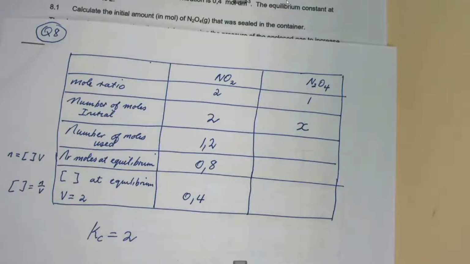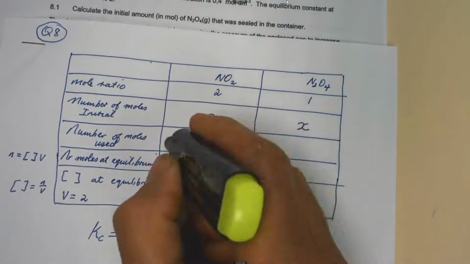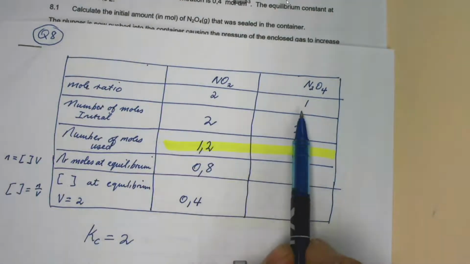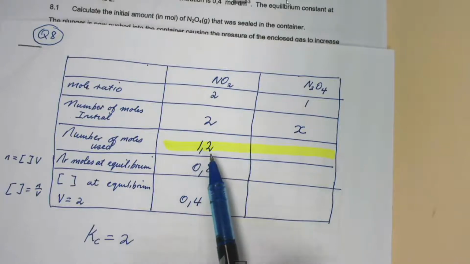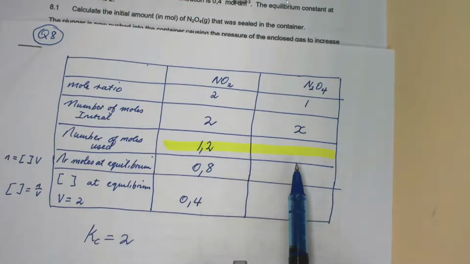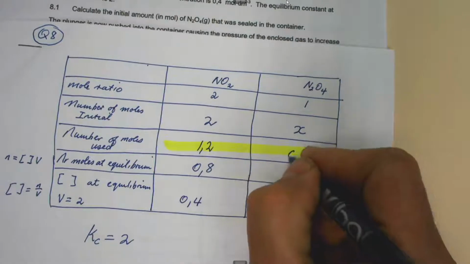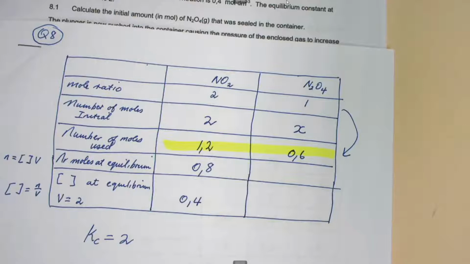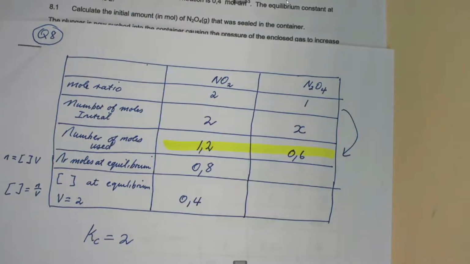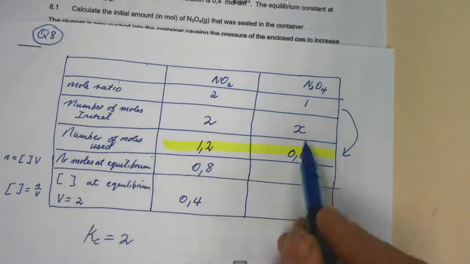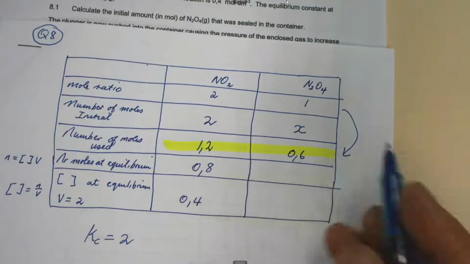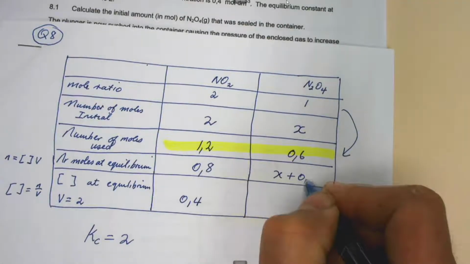Now I can work out the number of moles that have formed using my ratio. This has reacted, so 1.2 moles will deliver half of it. So that will be 0.6, and that I got from my ratio. That number of moles used always links to my ratio. Okay, important to remember. Now I know I started with this, and this number of moles has formed. So what is the number of moles at equilibrium? It will be X plus 0.6.